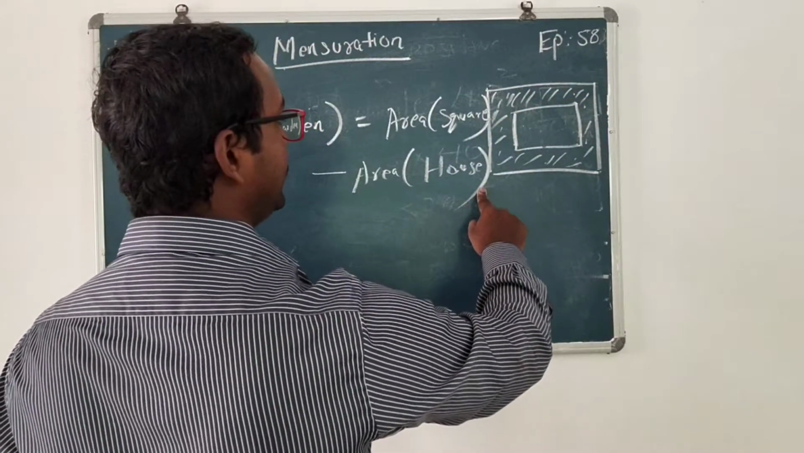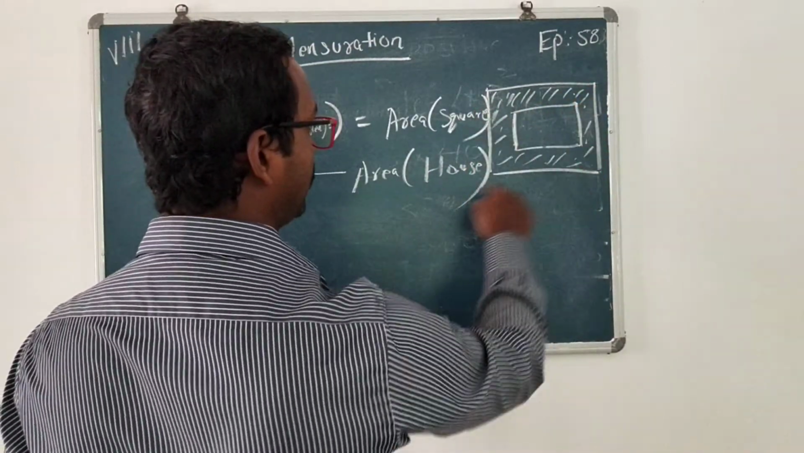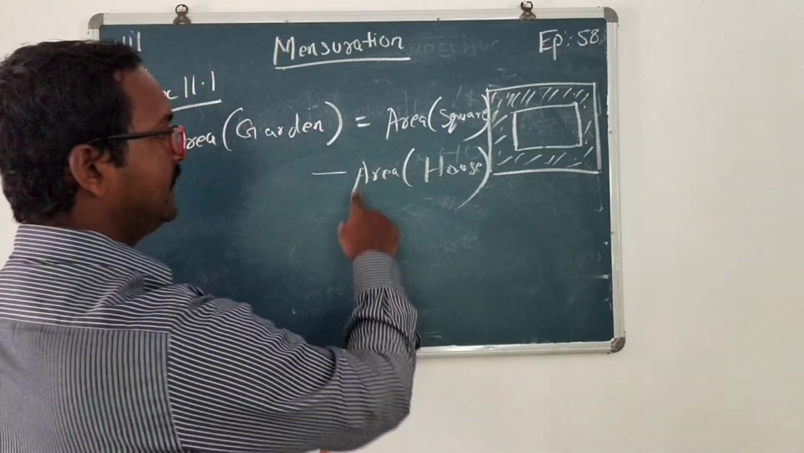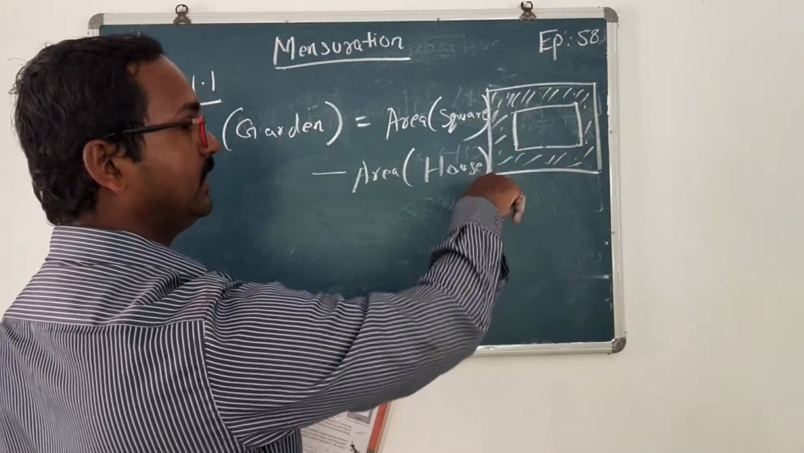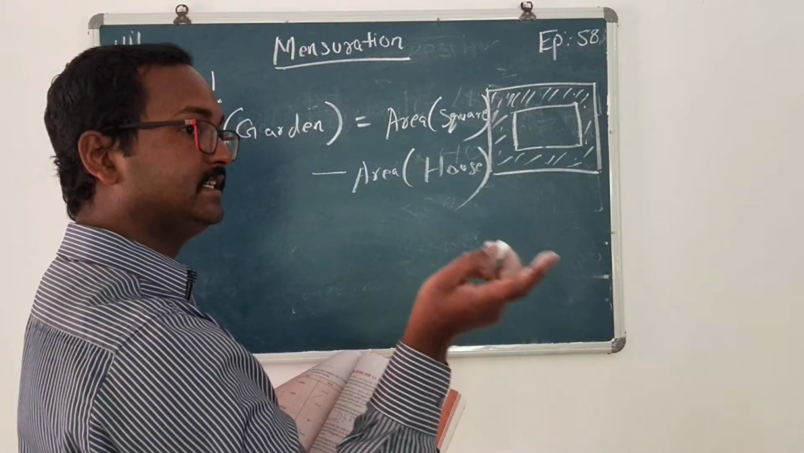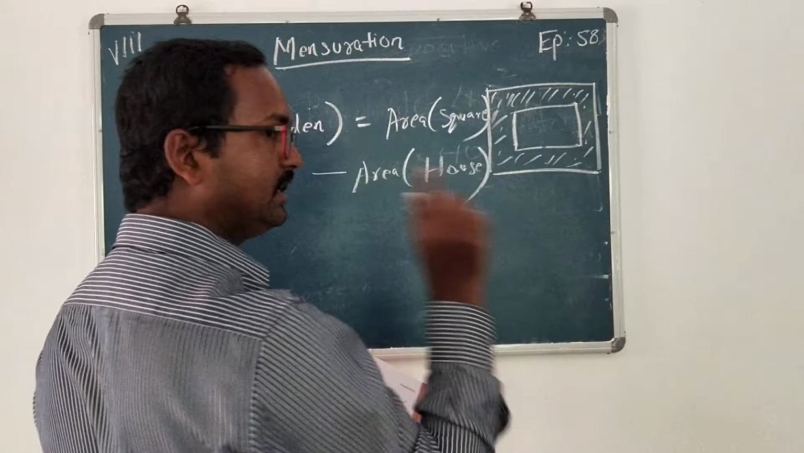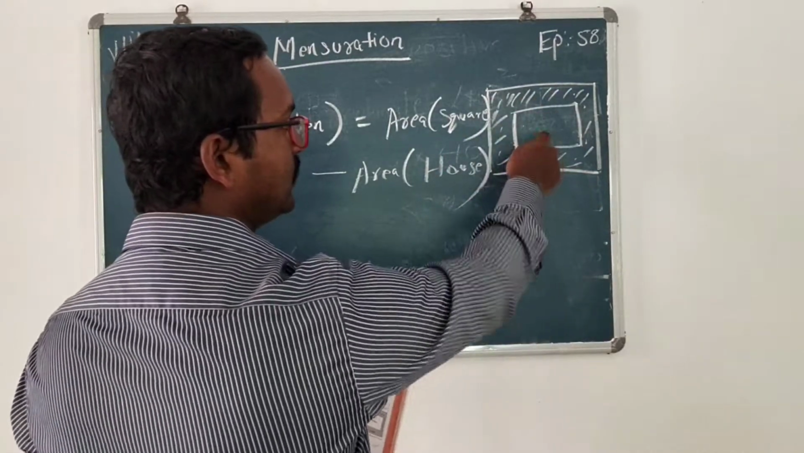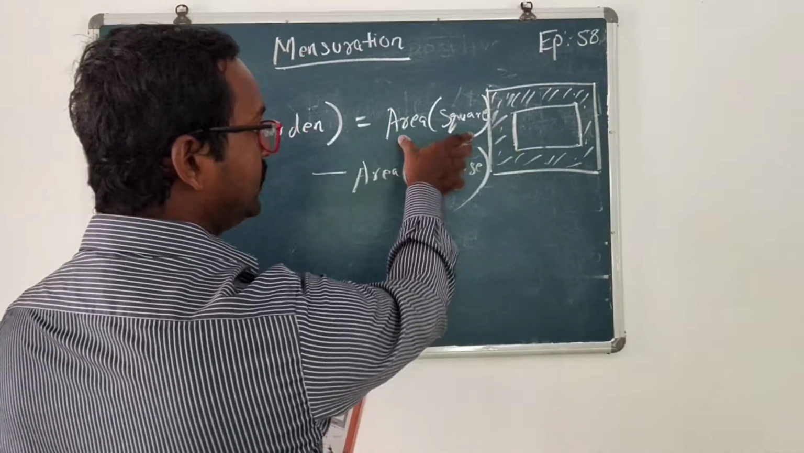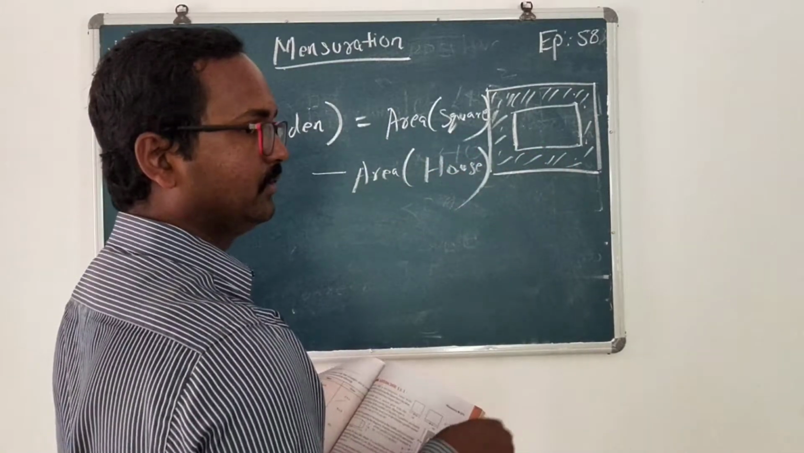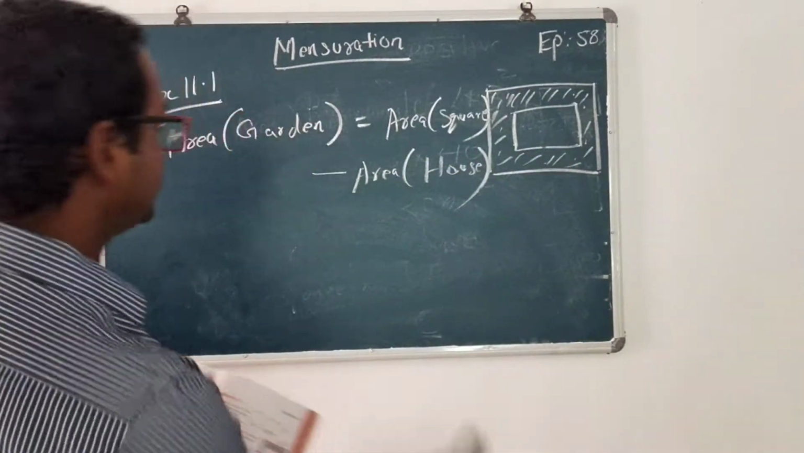Remember this one thing, that area of this entire plot is much bigger than the house. So do not write as area of house minus area of square. Then you will get a wrong answer. You will get an answer in negative form. Okay. Here from the figure itself it is very clear the plot is much bigger than the house. So from the area of square, area of house has to be subtracted. Okay. Next, let's find the area of square.